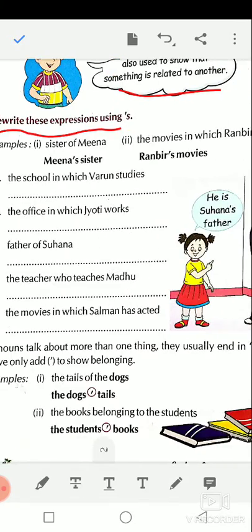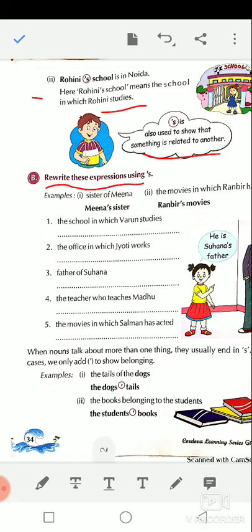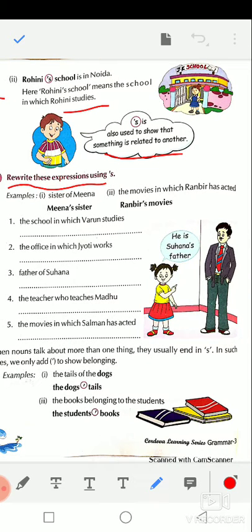When nouns talk about more than one thing. Another rule. Now the first rule you have studied shows the belonging of something or someone, that this thing belongs to someone or something. Now when nouns talk about more than one thing, you have done singular and plural nouns. So when we talk about more than one thing, they usually end in S, like pen, pens, dog, dogs, tail, tails, book, books.